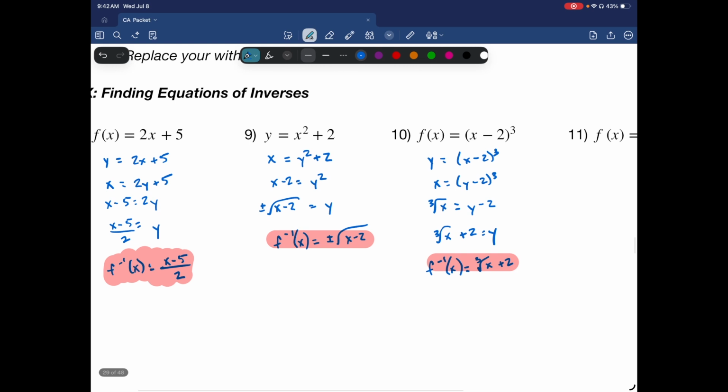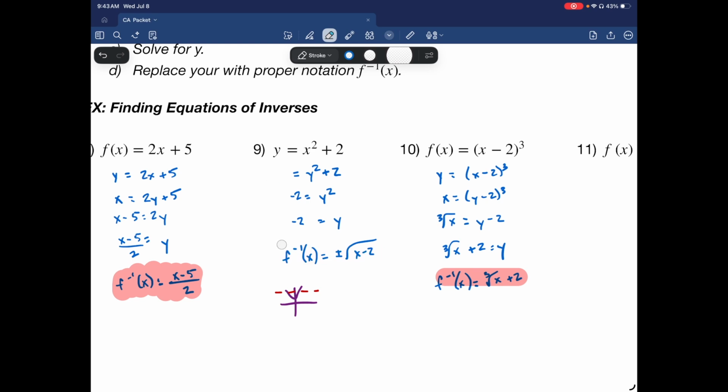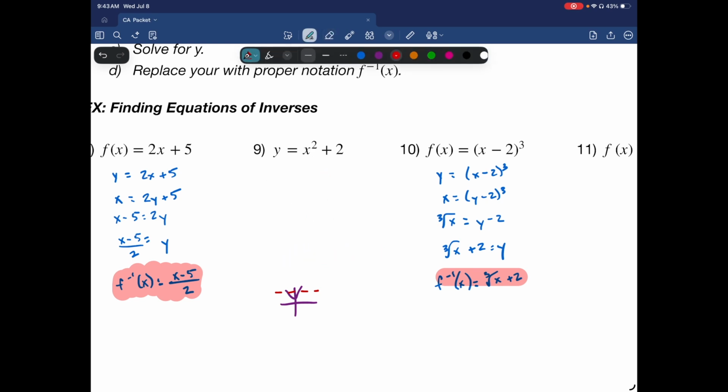Let's go back to 9 for a second. I told you this is a parabola. At plus 2, it sits above it. This would fail the horizontal line test. So because it fails the horizontal line test, this would not have an inverse. It's not 1-to-1. So I can actually get rid of all this and say it's not 1-to-1, because it fails the horizontal line test.